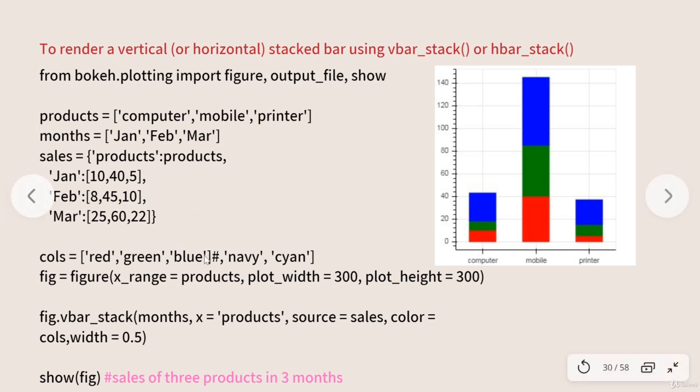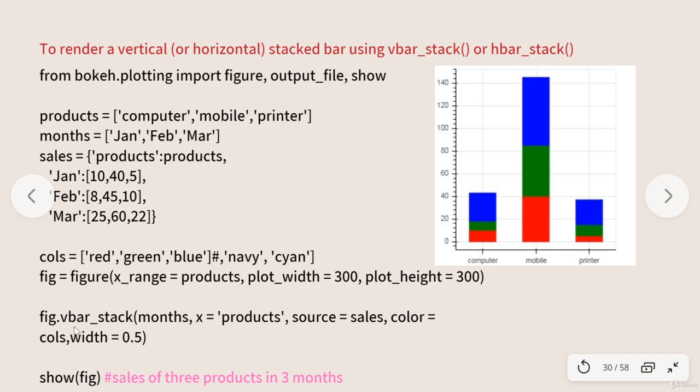Then the colors I have defined. Then fig equal to figure. Again, x_range is my product because I want to produce a categorical axis, so I have given x_range equal to product, and then width and height and other features I have mentioned.